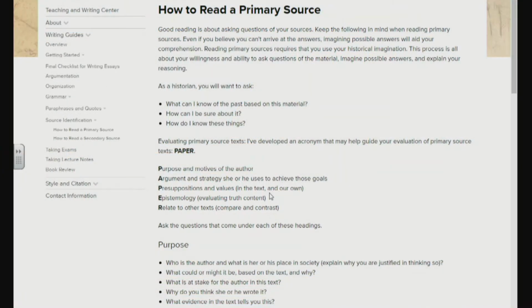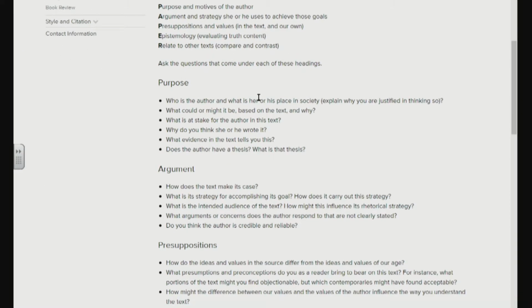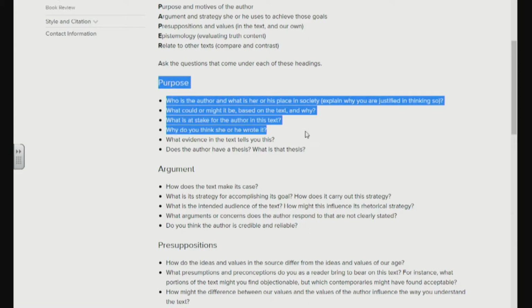So let's take again a look at PAPER, and we'll be a little bit more detailed, okay? When you are studying a primary source document, the first thing in PAPER is to understand the purpose and motives of the author. Well, the website here explains that, I think, relatively well, and I want you to keep this in mind. In fact, it's probably even worth going to this website and printing this out to keep it next to you as you read primary sources.